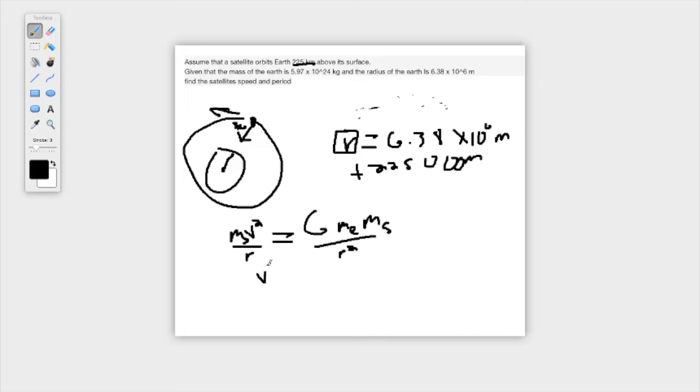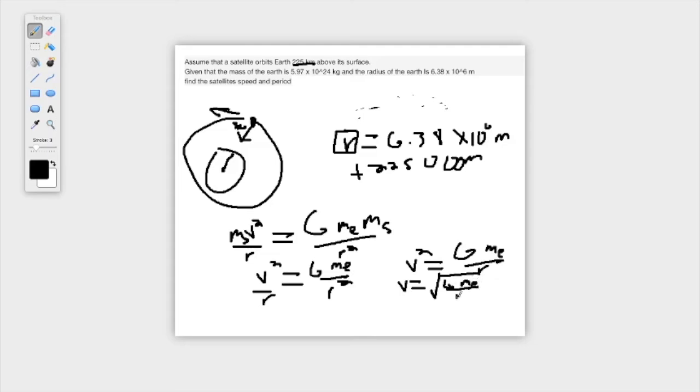So v squared over r equals G M_e over r squared, and then multiply r on both sides. v squared equals G times the mass of the Earth over r, and then v equals the square root of G times the mass of the Earth over r, which is about 7,764 meters per second.